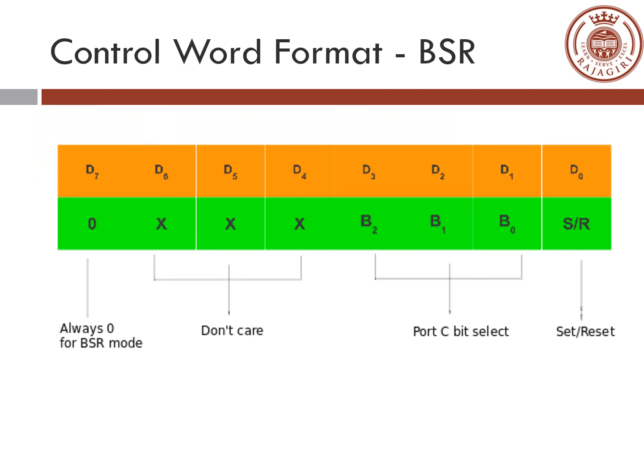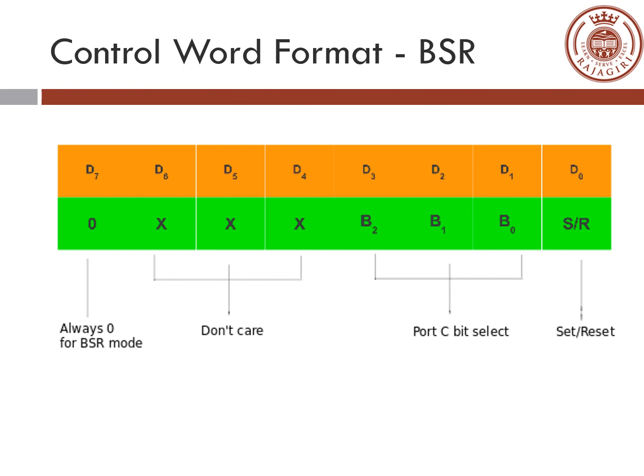BSR mode is the bit set or reset mode for the bits in port C alone. The control word for BSR mode is shown here. The control word bit D7 decides if it is for the IO mode or for the BSR mode. In BSR mode, bit D7 is always 0 and it affects only the port C bits. Bits D4 to D6 are don't cares.